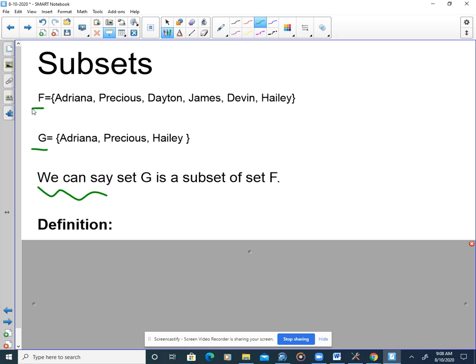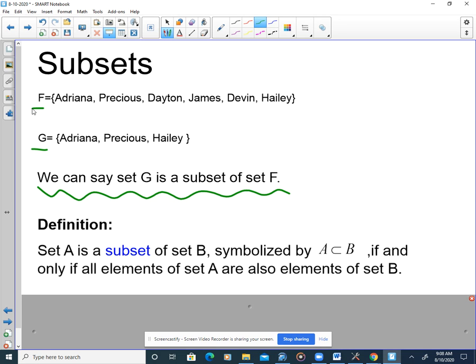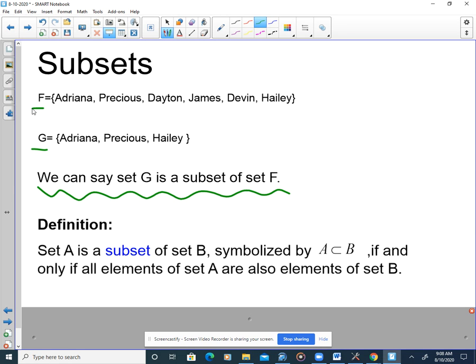So what does this mean? This is the new concept we're going to learn. Set G is a subset of set F. So I'm going to give you the definition of a subset. We say set A is a subset of set B, and the symbol for that is a little U on its side. So if you ever see that symbol, you read that as subset. So what we have below is A is a subset of C. Up here in this example, we can say G is a subset of F.